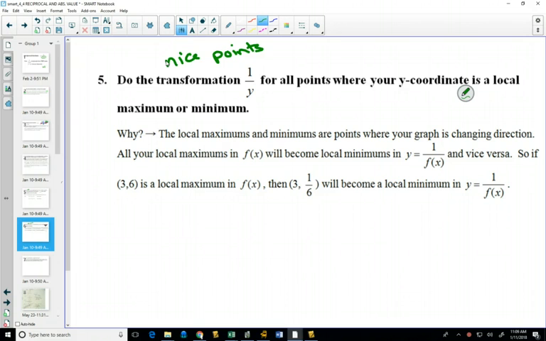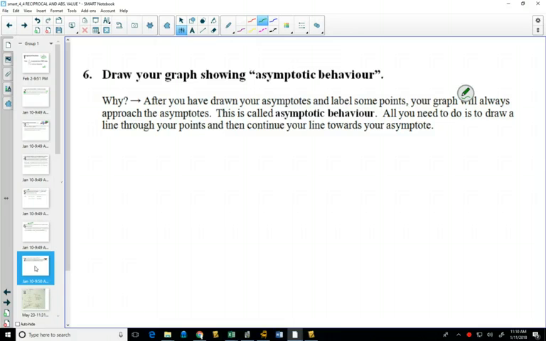But what it's trying to say is that if you have a maximum, maximums become minimums, and minimums become maximums on reciprocals. And then finally, once you've done all the nice points, we draw something called asymptotic behavior. So we've got our points, we've got our asymptotes, so you'll draw your graph towards the asymptotes.